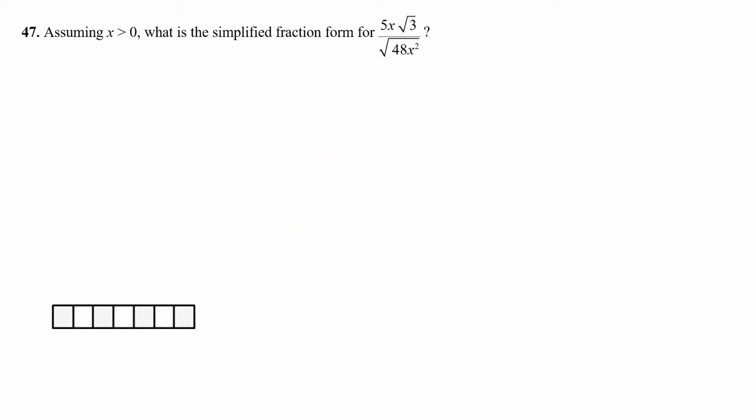All right, number 47, it looks like we'll still have to simplify some radicals here. It says, assuming x is greater than 0, what is the simplified fraction form for this expression here? So I'm going to bring down a 5x square root of 3. I can't simplify that anymore. No perfect squares, no other factors there. But I see that I could simplify the bottom.